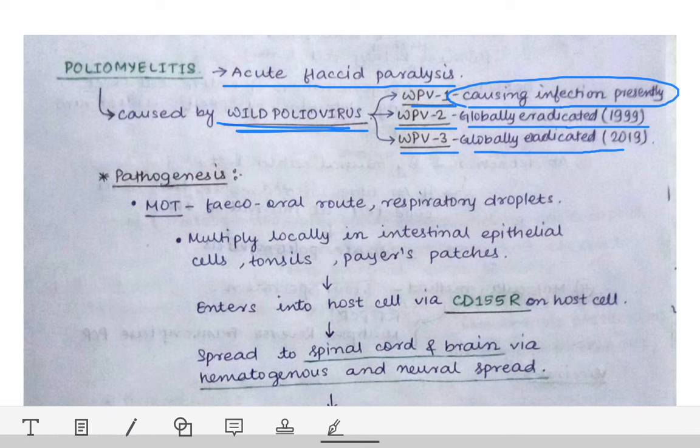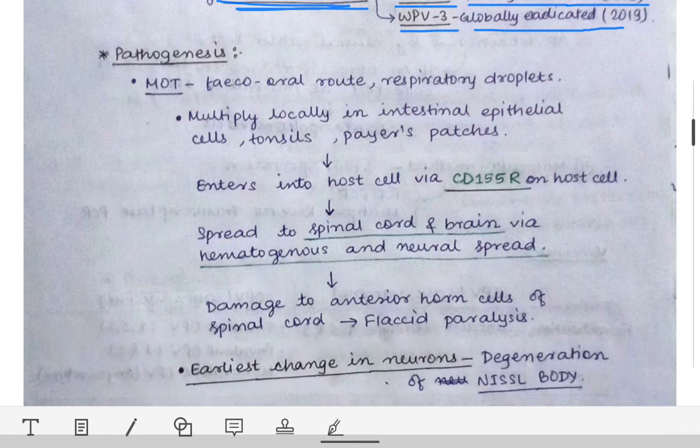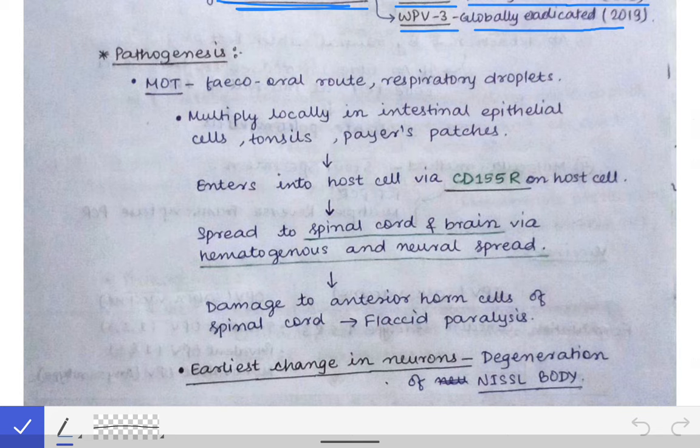Coming to the pathogenesis of the poliovirus. For pathogenesis, we first have to know the mode of transmission. It is spread by the fecal-oral route or by respiratory droplets. These are the only two methods by which it can spread: the fecal-oral route or respiratory droplets.